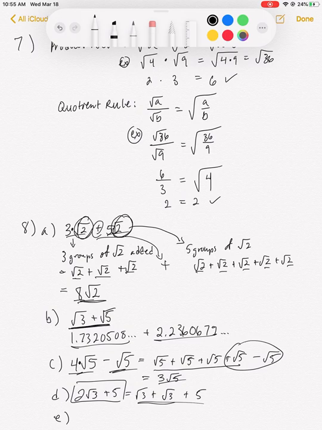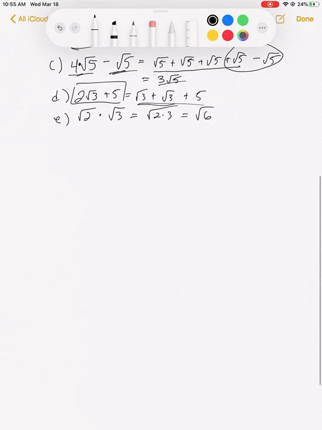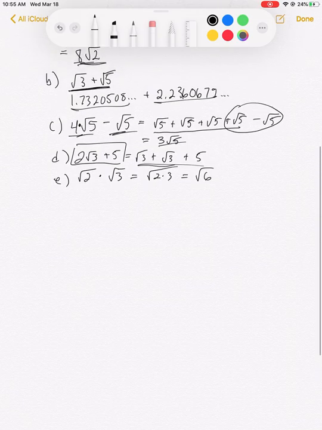In part E, we're going to go ahead and start doing multiplication of square roots. Okay, remember square root 2 times square root 3, according to our product rule, is going to be the square root of 2 times 3, which is equal to the square root of 6. So that's that one. Moving on, we're going to continue on with part F.